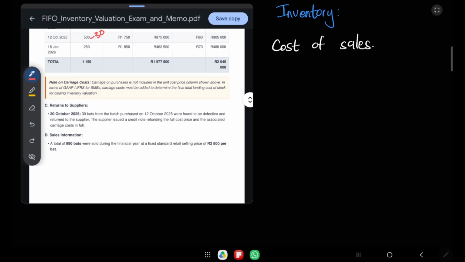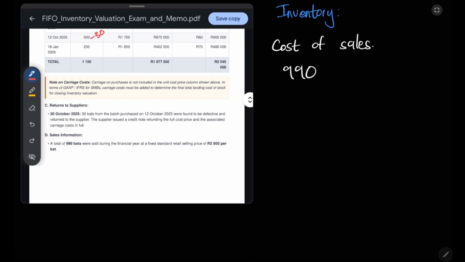Okay? Now let's look at our sales. They said a total of 990 bets were sold. Let's write 990 here so that we don't forget. We wrote 990. So we want to find the value of these 990 units. At the end of your question, you obviously have to say, let's say 990 times, let's say 10 or 20 or something to find the number. And that is your cost of sales. So in this case, you have 990 bets that were sold.